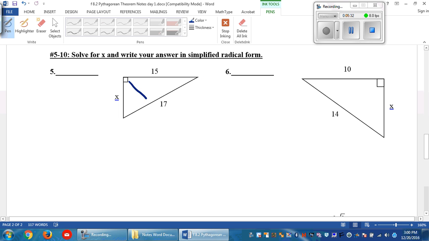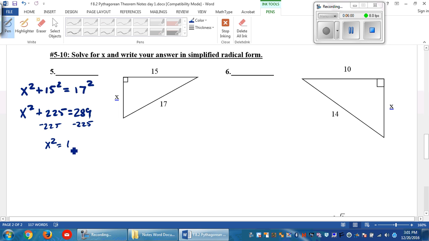So next example, 17 is my hypotenuse. So we have x squared plus 15 squared is equal to 17 squared. With that being said, square your numbers. x squared plus 225 is equal to 289, minus the 225 over. x squared is equal to 64, and root it, so x equals 8.